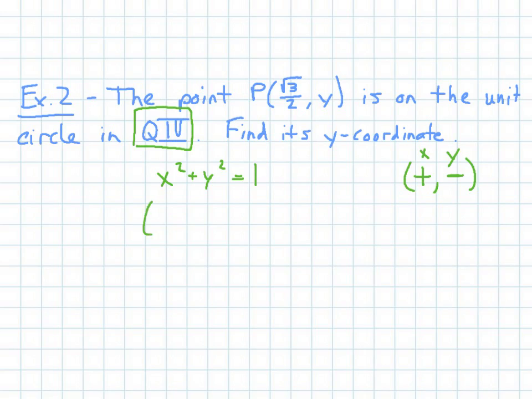I'll plug in my x-coordinate, and now I want to solve for y. The square root of 3 squared is 3, and 2 squared is 4. Now I want to get y by itself, so let's subtract 3 fourths from both sides.